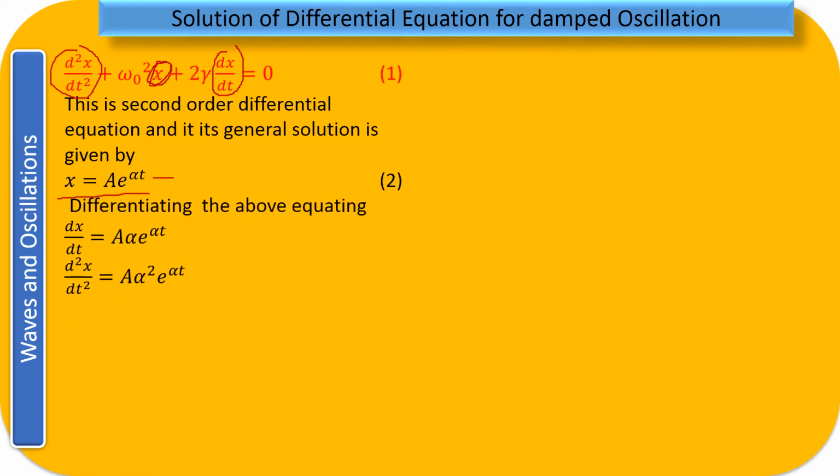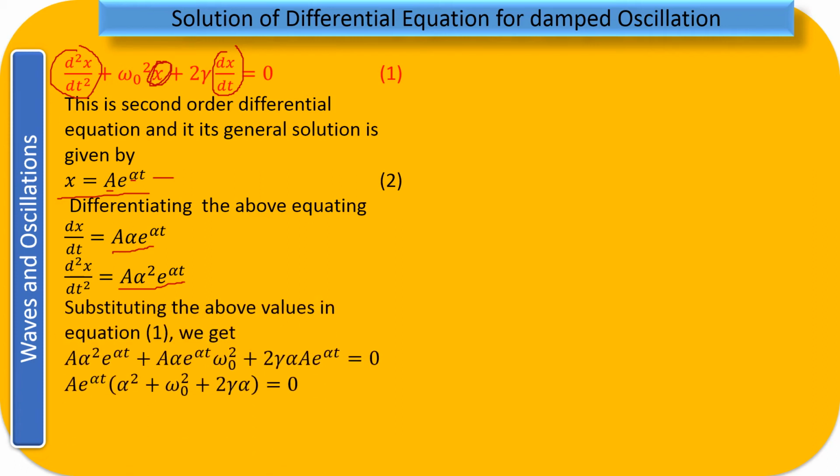So let's do it. After differentiating once, dx upon dt equal to, a is anyway constant, and here you have the alpha, so a alpha e to power alpha t. Again you differentiate, and I get a alpha square e to power alpha t. So these are your second derivative, and this is your first derivative. So substitute these values in your equation number 1.